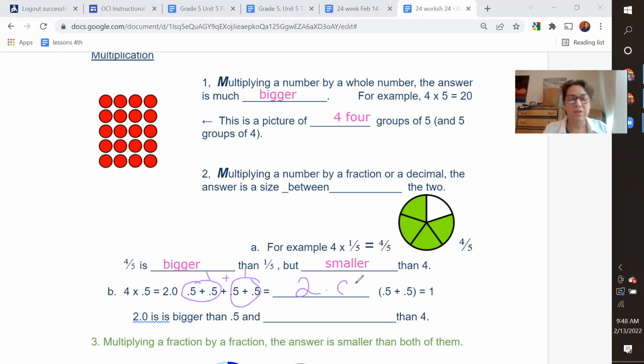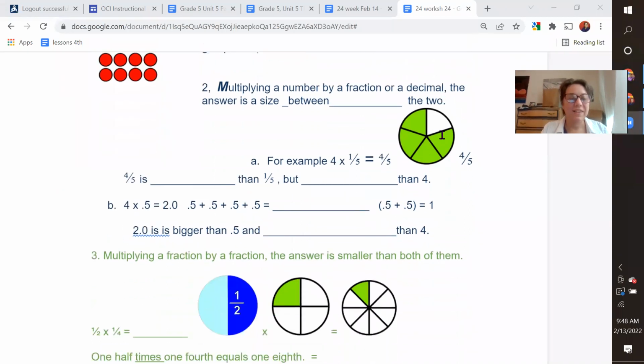So that's the answer, 2. 2.0 is bigger than 0.5. And here, is it going to be bigger or smaller than 4? Obviously, 2 is bigger than 0.5. And what should you write? Bigger or smaller, right? Smaller than 4. Okay, I'm going to move on.